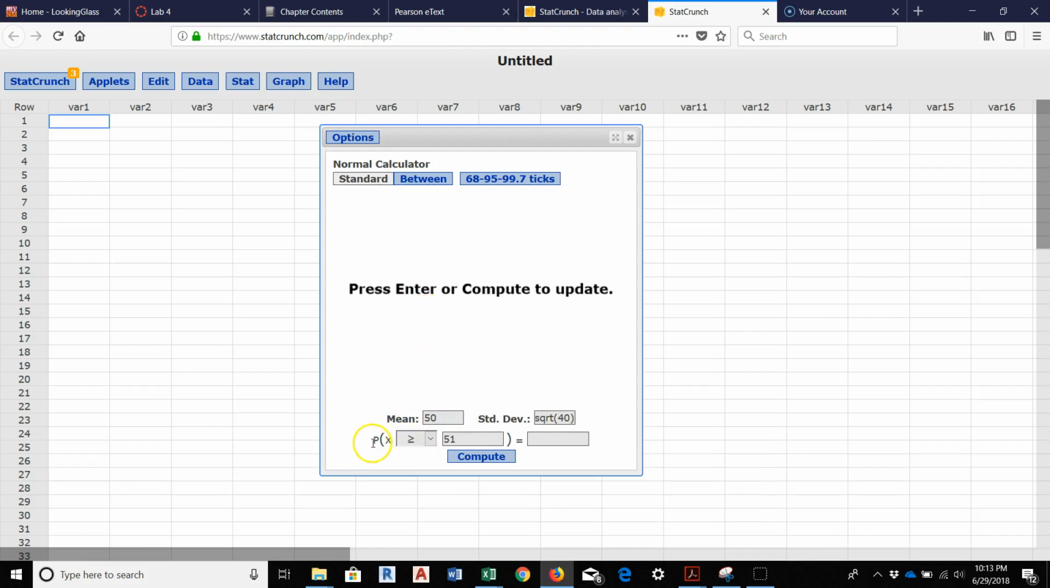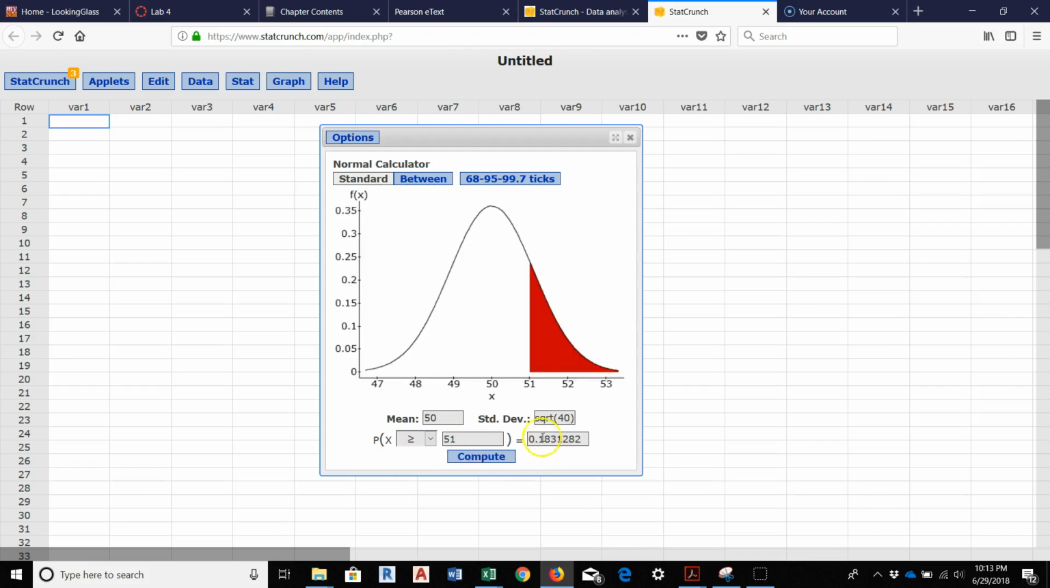And then of course we can calculate the probability that the sample mean satisfies certain requirements. So let's take a look at the probability that x is greater than or equal to 51. So what we see is the probability that the sample mean is greater than or equal to 51 is actually 0.1831 approximately.